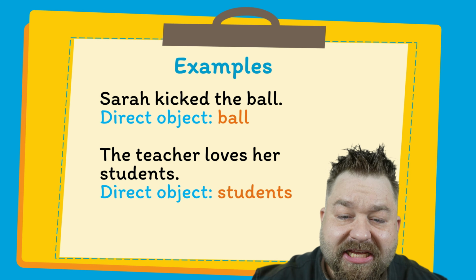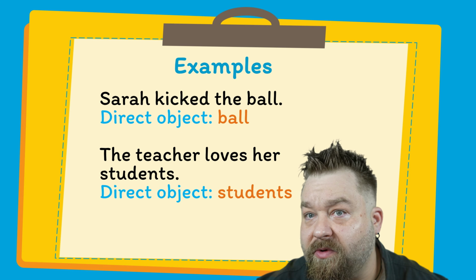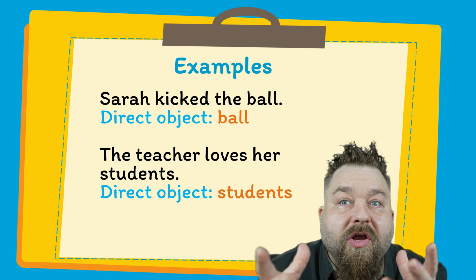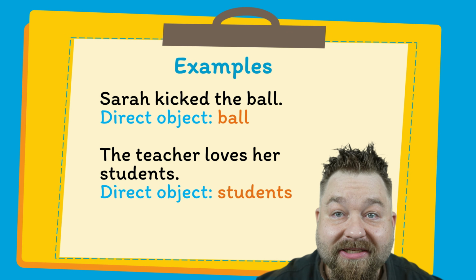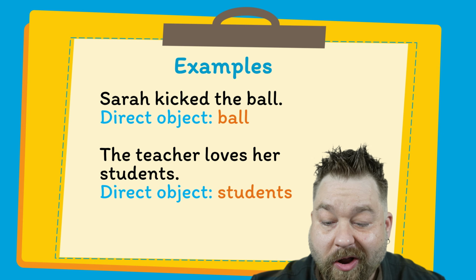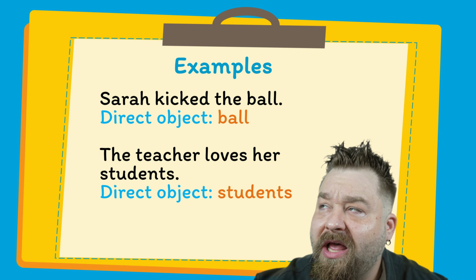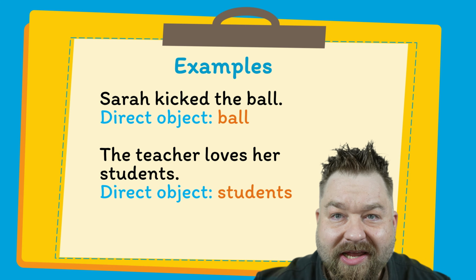Cool. The teacher loves her students. What's the direct object? Where does her love go? It goes directly to the students. Exactly. The students are the direct object. I get it. Let's try something else here.